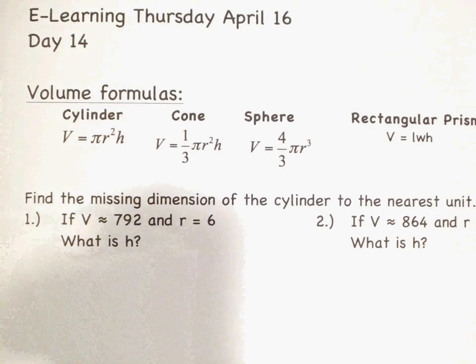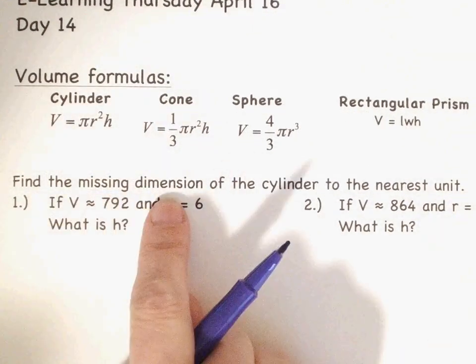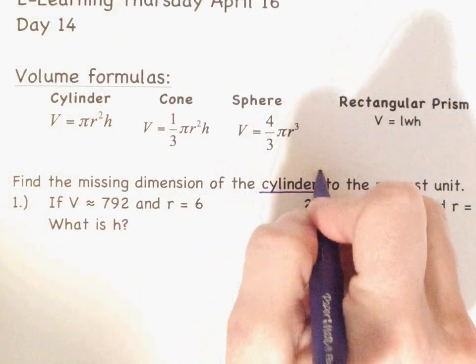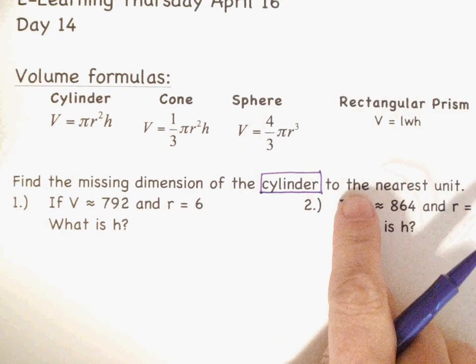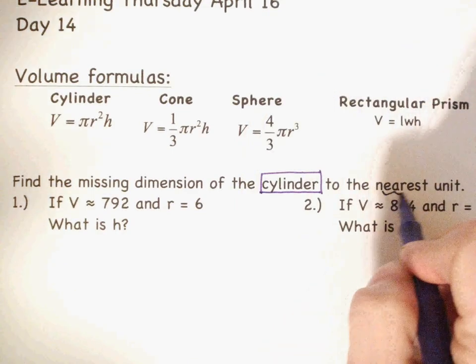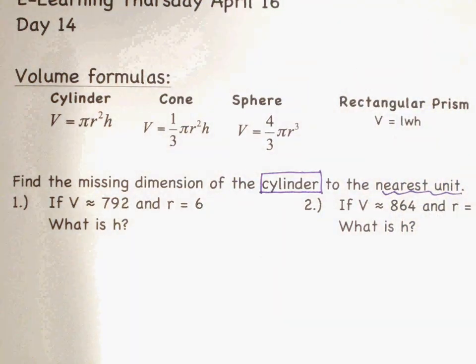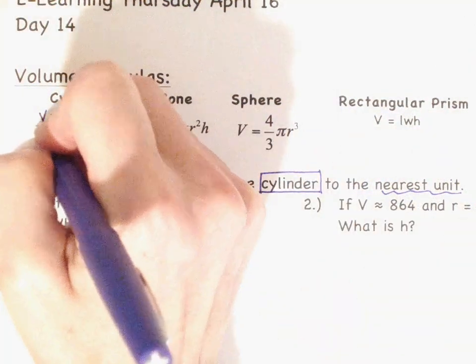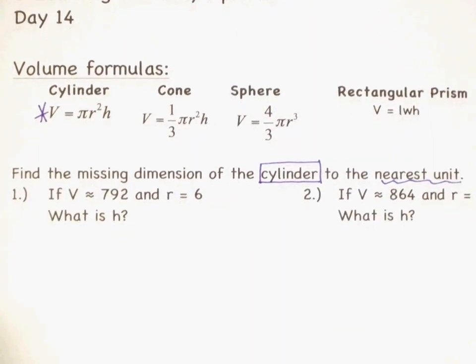All right, moving on. Today this is very similar to last notes, where it's finding the missing dimension of the cylinder. So we are working with a cylinder again, to the nearest unit. This part is different because it means that pi has been calculated, and our final answers are rounded. Again, we're working with a cylinder, so that's the only formula we're going to focus on here.